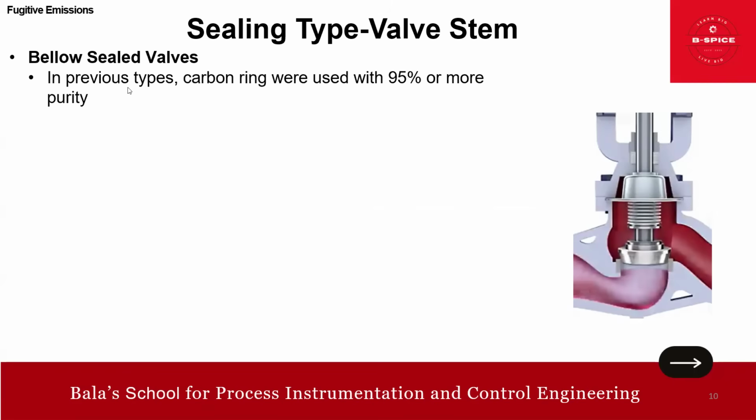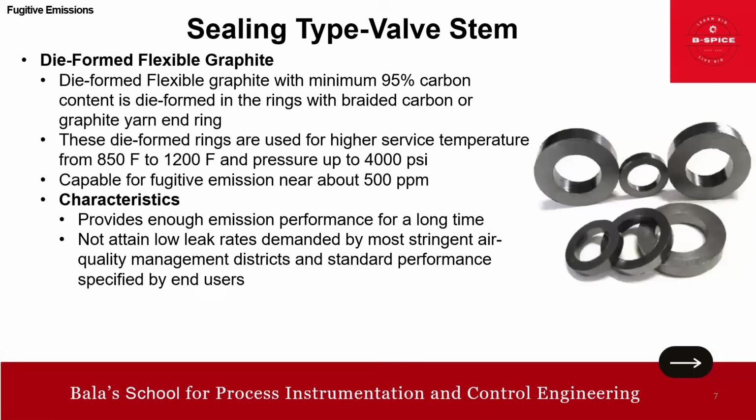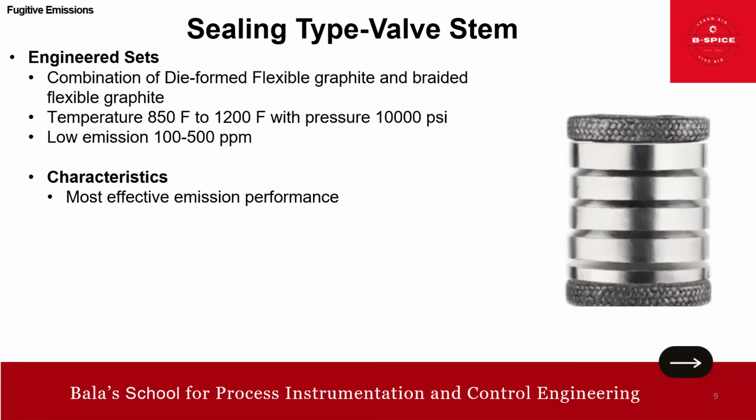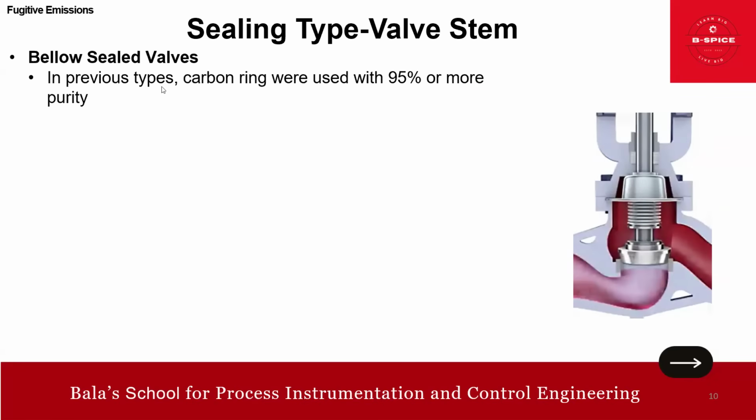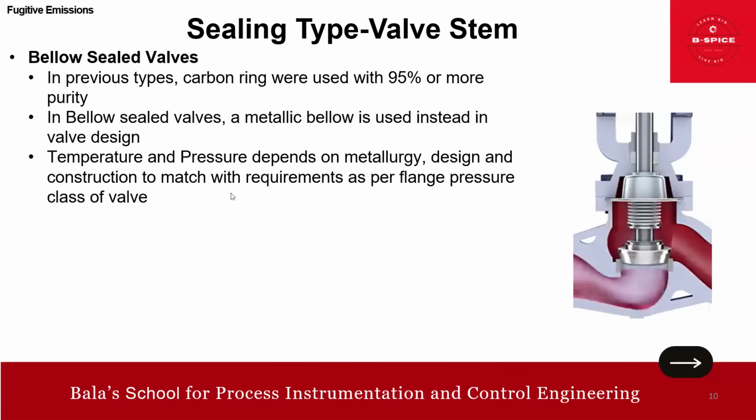In the previous types, that means diformed flexible, braided and engineered sets, right? In the previous types, carbon rings were used, if you have noticed, with 95% or more purity. In the bellow seal, a metallic bellow is used. This is a totally metallic bellow used in the valve design. So temperature and pressure depend on the metallurgy, isn't it? Yes. And of course, the design and construction to match the requirement as per the flange pressure class of the valve.